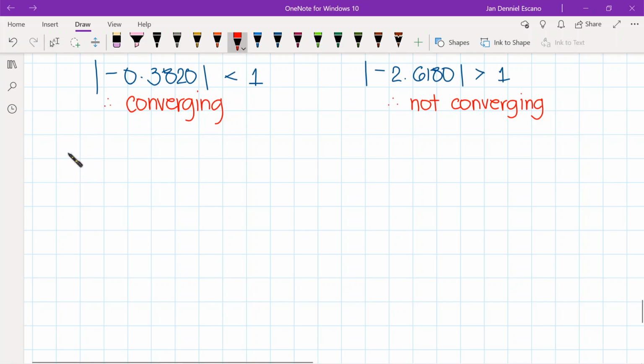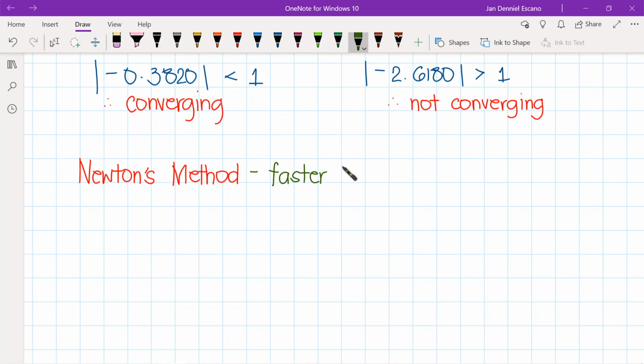So the next method that we will discuss is Newton's method. Newton's method is faster than the bisection method. And this method is easy and simple.